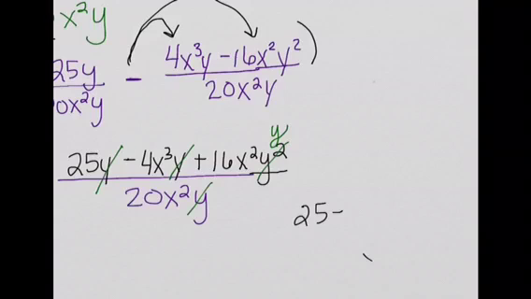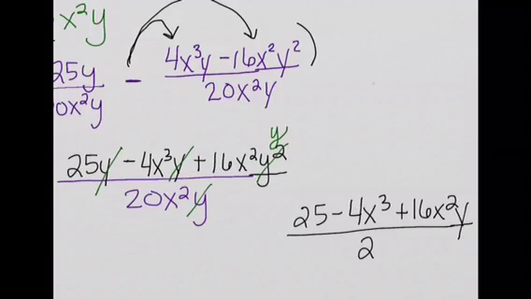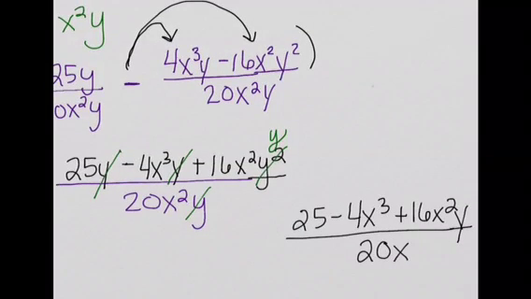25 minus 4x cubed plus 16x squared. Okay, and you can rewrite that in standard form if you would like. And in the denominator, I will end up with, oh, there's also a y up here, I'm sorry. Okay, and then in the denominator, I get 20x squared. And that is the answer to number 8.